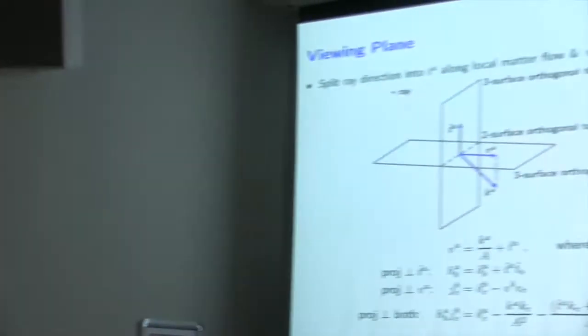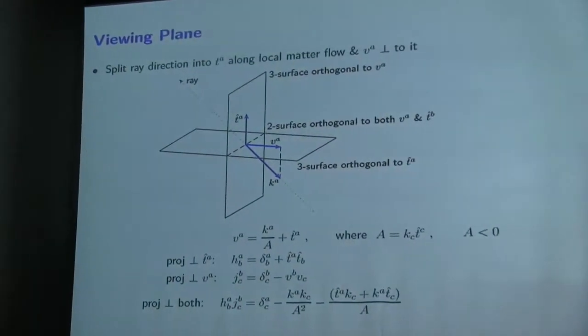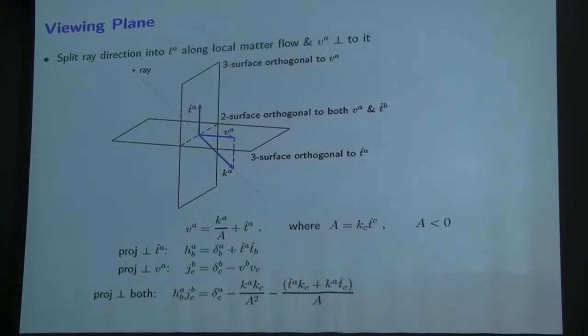This is the local pore velocity. We define this to be orthogonal to that, and in the direction. So we figure that out. This is V, and then we project perpendicular to T, we project perpendicular to V, and that gives us this 2 surface here, which is the viewing plane. So this is the projection tensor.